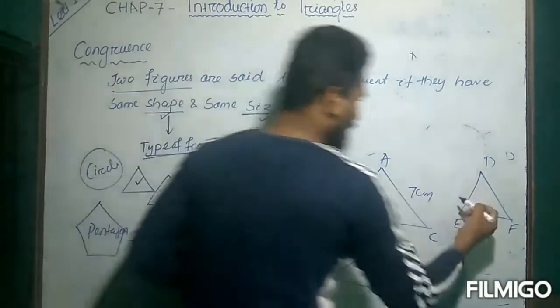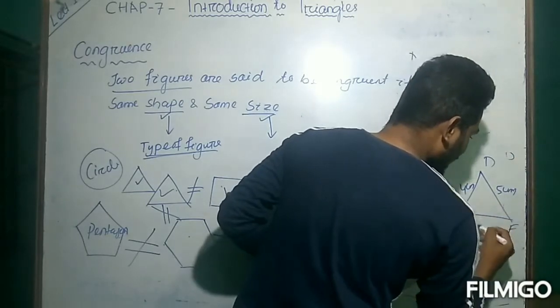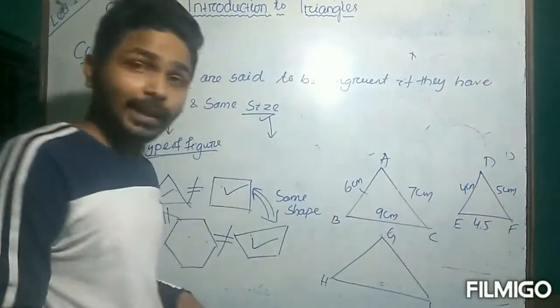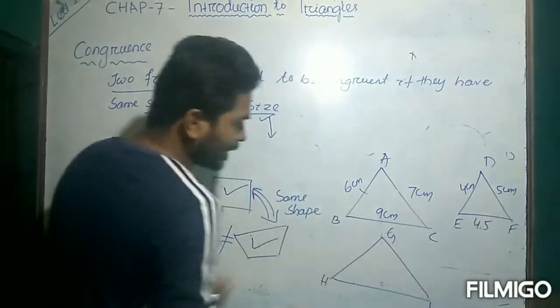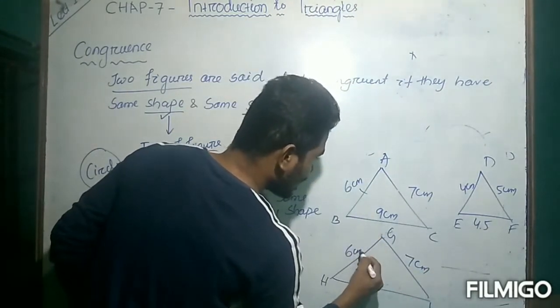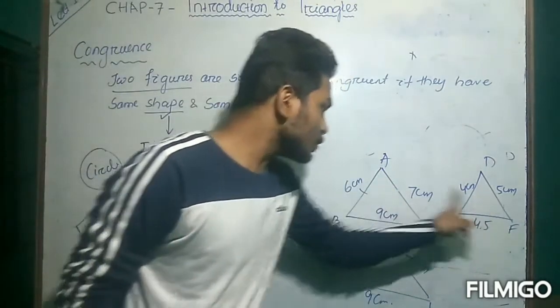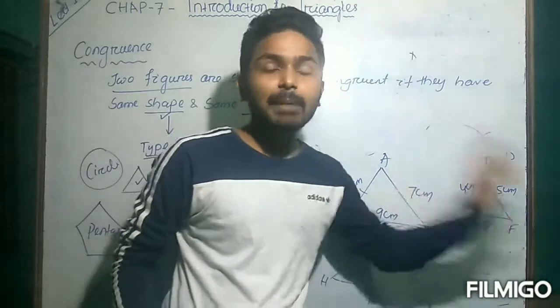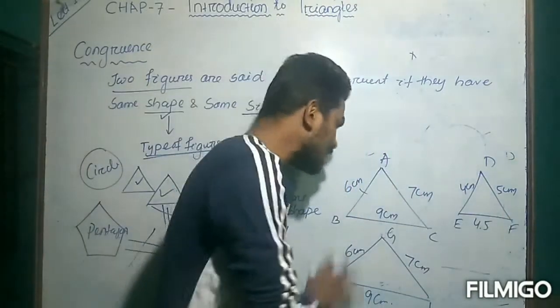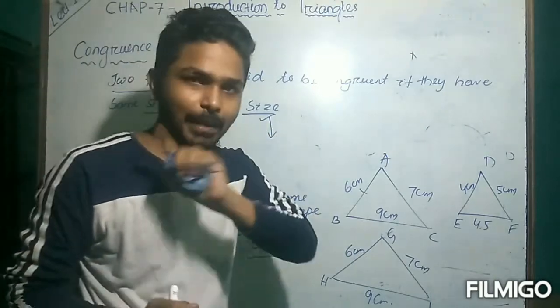Right? In this triangle, this is 4 cm, this is 5 and this is 4.5. Okay? Now, in this triangle, suppose this is 7, this is 6 and this is 9. Now, tell me whether these two figures have same shape or not. Yes, they have same shape. I am talking about shape, not size.